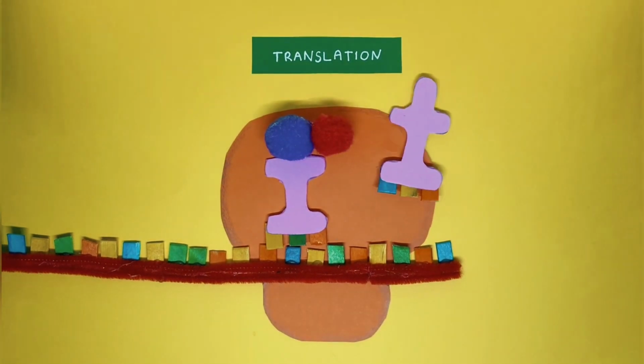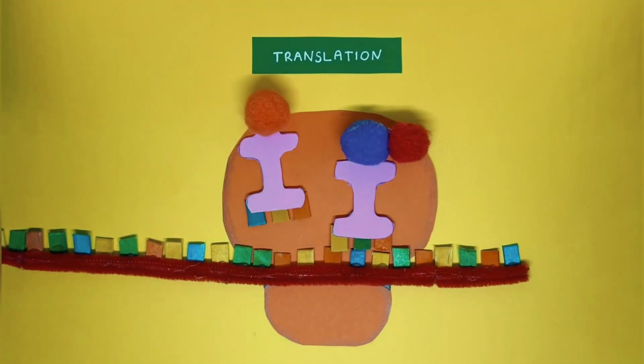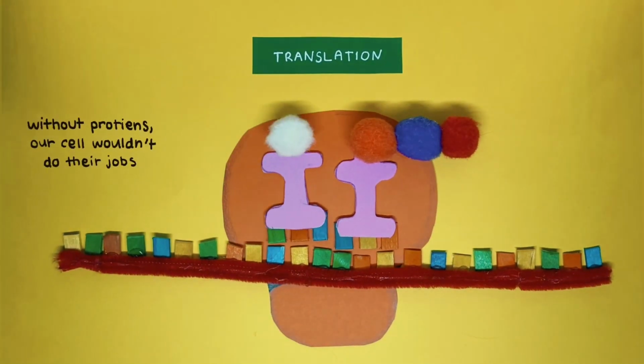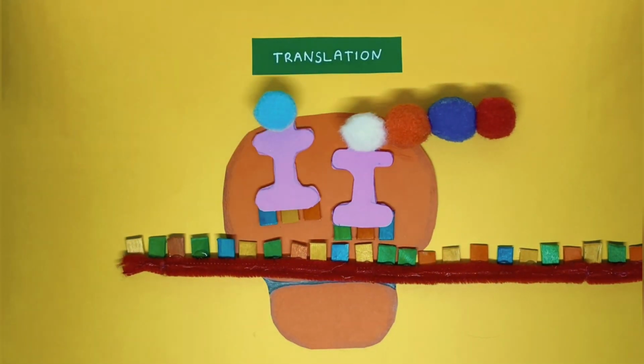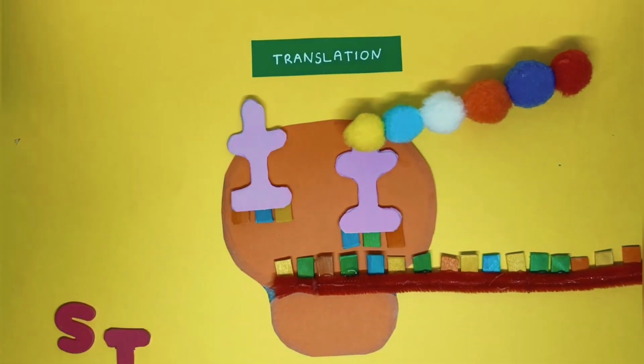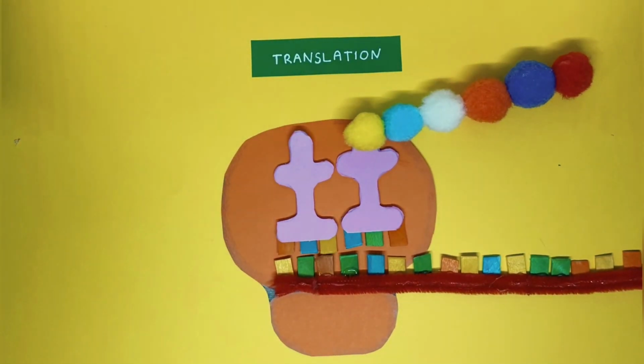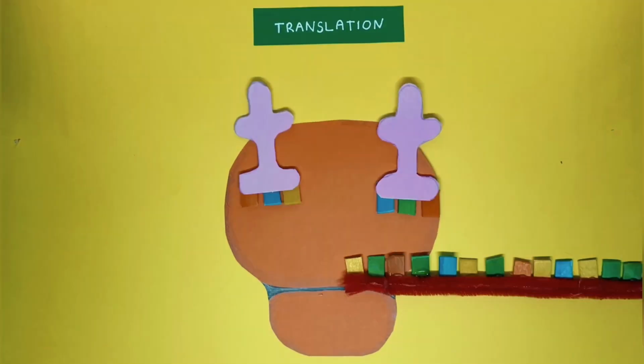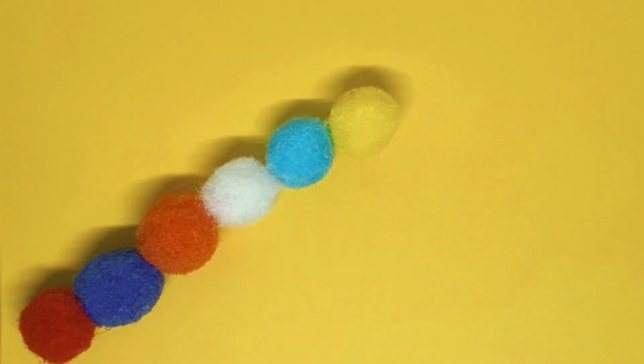This, in turn, creates a growing chain of amino acids as translation continues. Eventually, a stop codon will appear and match with the tRNA, terminating the process and leaving us with a polypeptide chain that will eventually become a protein.